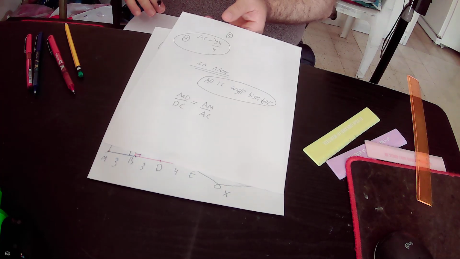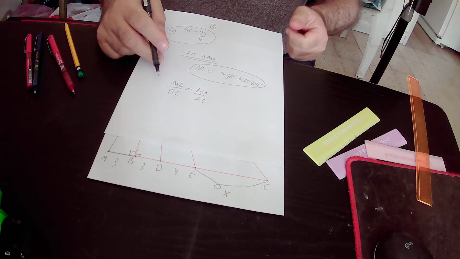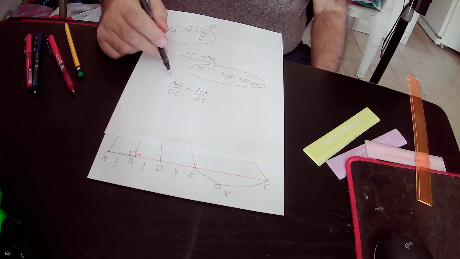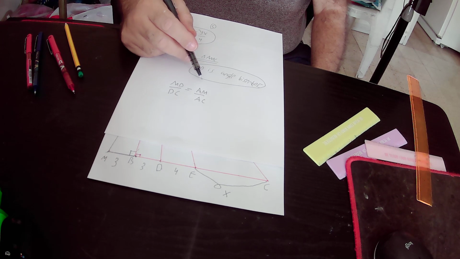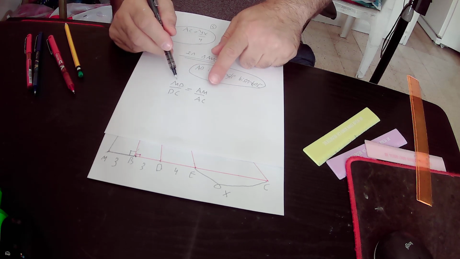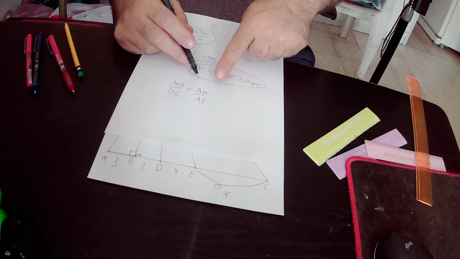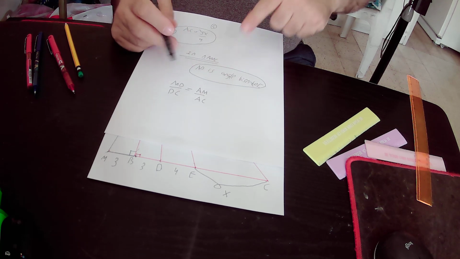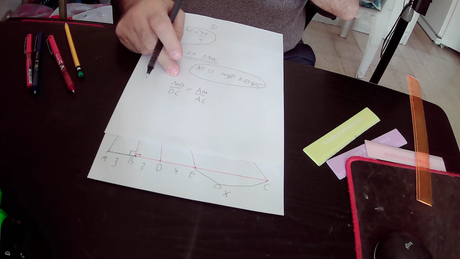Again, the angle bisector AD divides side MC in a ratio of MD over DC, and that ratio equals the ratio between the side lengths, AM over AC. So those two ratios are equal to each other according to the angle bisector theorem.